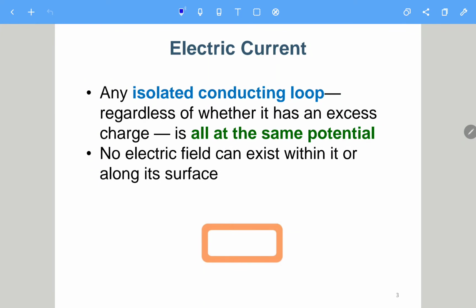Okay, for electric current. It says any isolated conductor loop, regardless of whether it has an excess charge, is all at the same potential. So for an isolated conducting loop, no electric field can exist within it or along its surface, so there will be no E field.